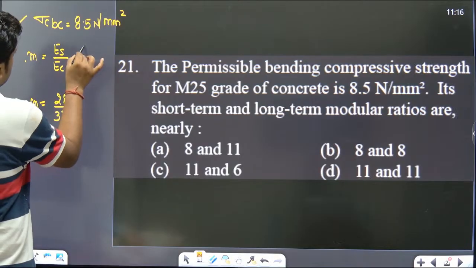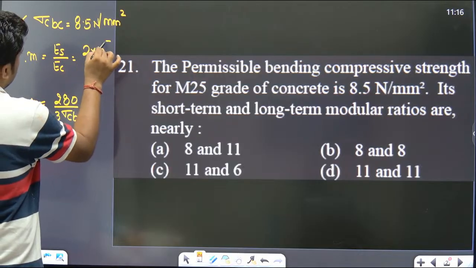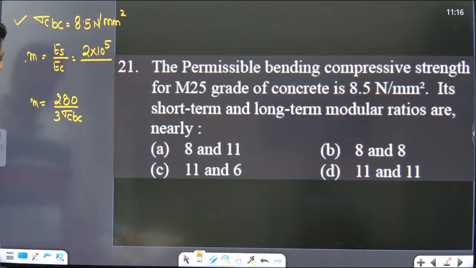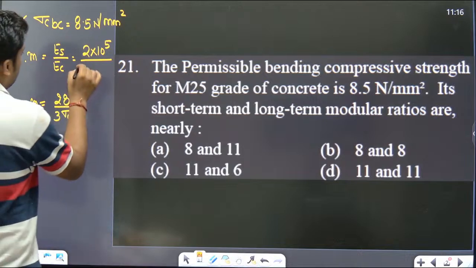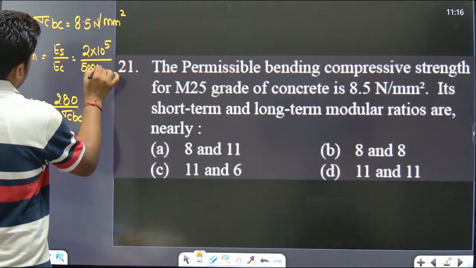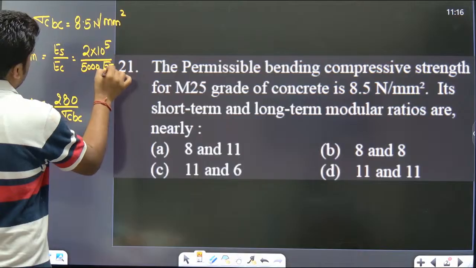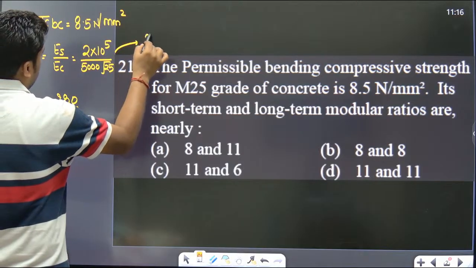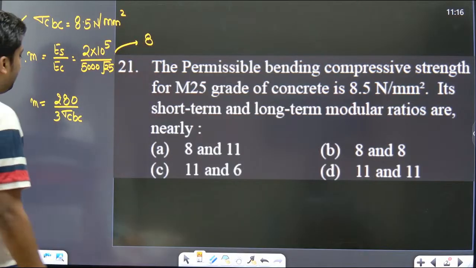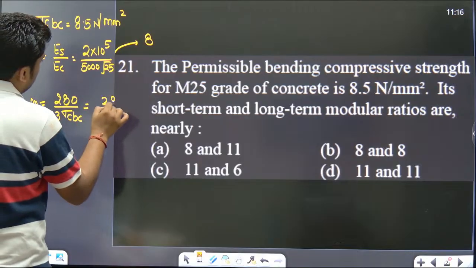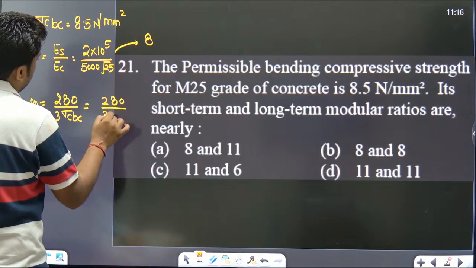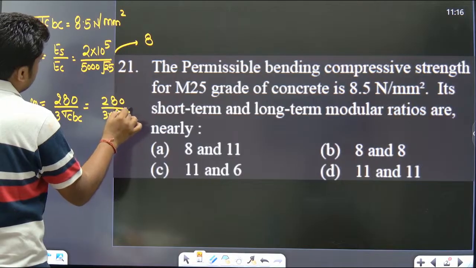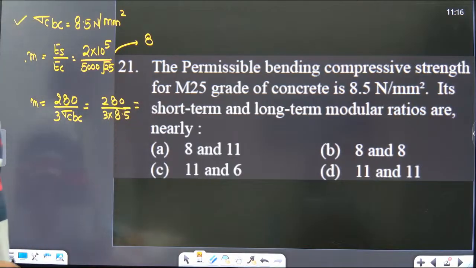Young's modulus of steel is nothing but 2 into 10 to the power 5. And Ec for concrete is 5000 under root of fck, which is 25. So this will come out to be 8, and the long term will come out to be 280 upon 3 sigma CBC, that is 8.5. You will get the answer.